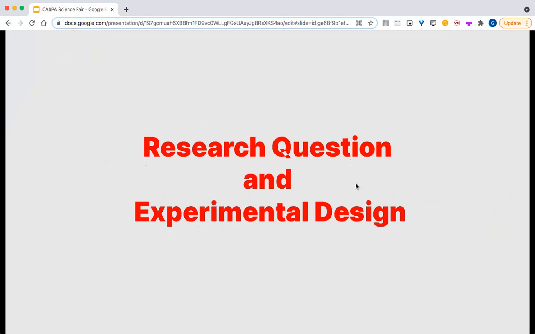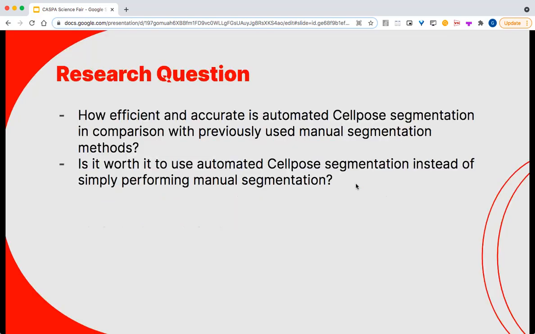So for my study, I wanted to look at how efficient and accurate automated CellPost segmentation is in comparison with manual segmentation, because CellPost is such a new program. And also I wanted to look at, at the end of the day, is it really worth it to use automated CellPost segmentation instead of just manually performing segmentation?